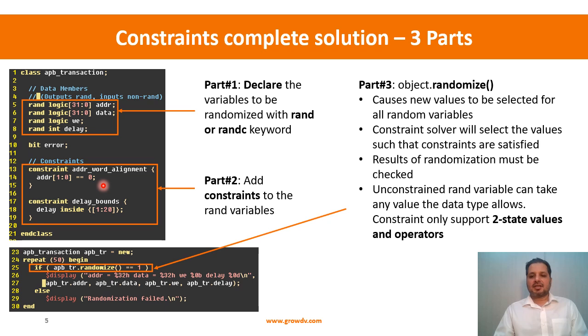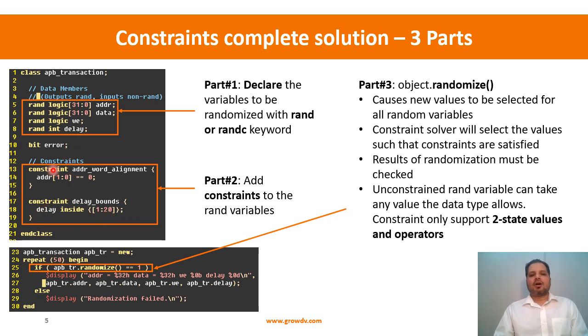This is the constraint I am applying, and I am using the logical equality operator. All the operators, as we talked about in the beginning, can be used in the constraints. And then I am randomizing this delay bound. I am saying delay inside, and I'm giving a range in the square brackets, 1:20. So now the delay can take any value between 1 and 20.